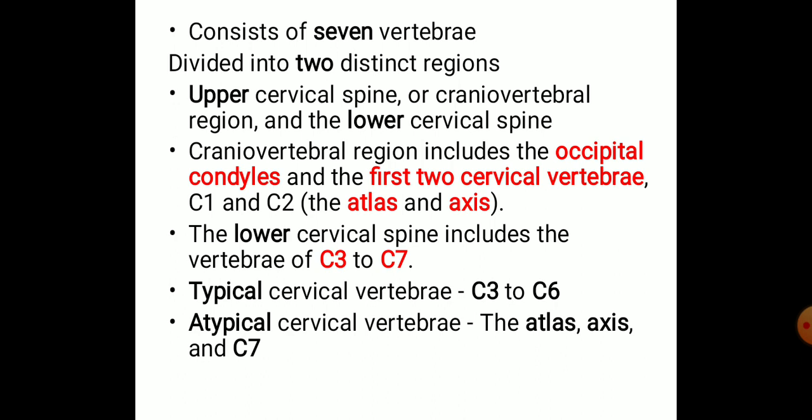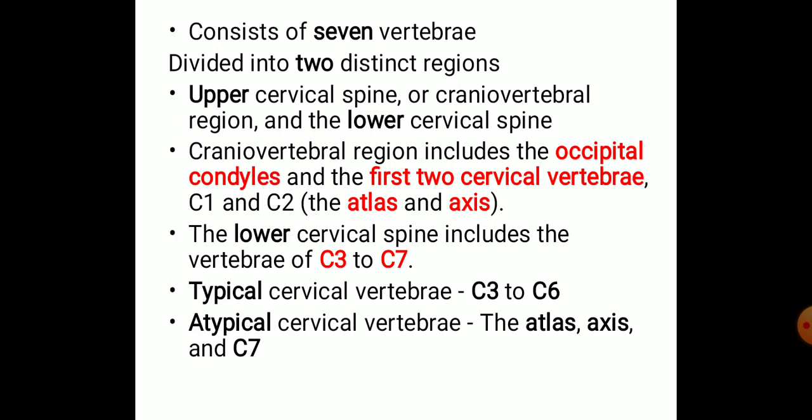Why are we dividing the cervical region into two regions? Mainly because the upper cervical region has its own properties, which are different from the lower cervical region. When we look from C3 to C7, all the vertebral joints show some similarities in function, but when it comes to C1, C2 and the vertebro-occipital joints, there are some changes. That's why we are dividing the cervical region into two regions.